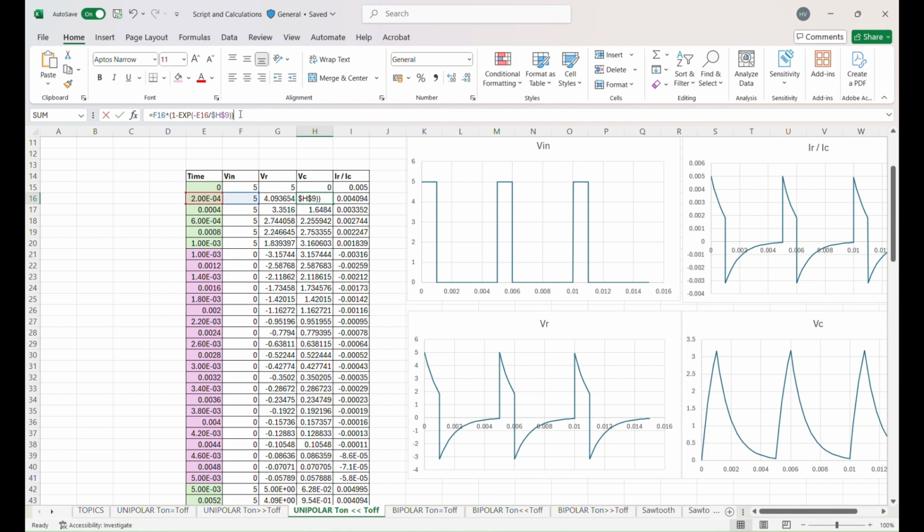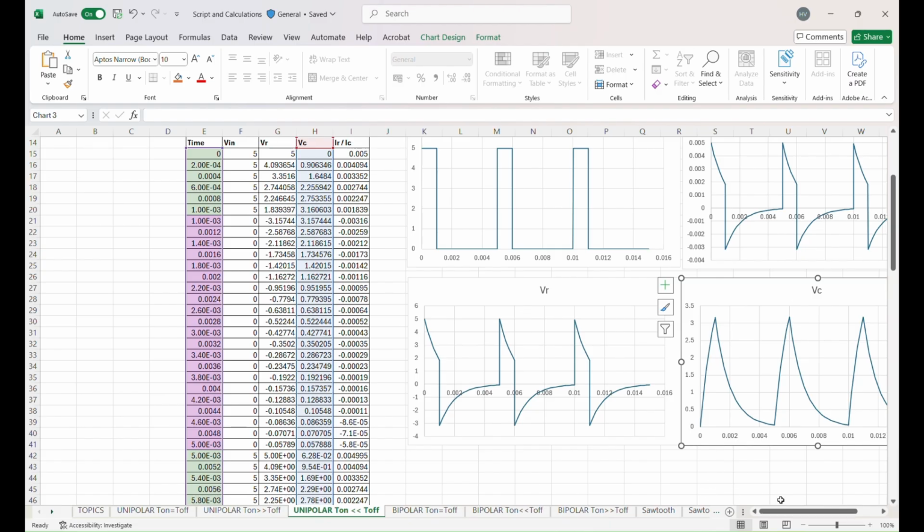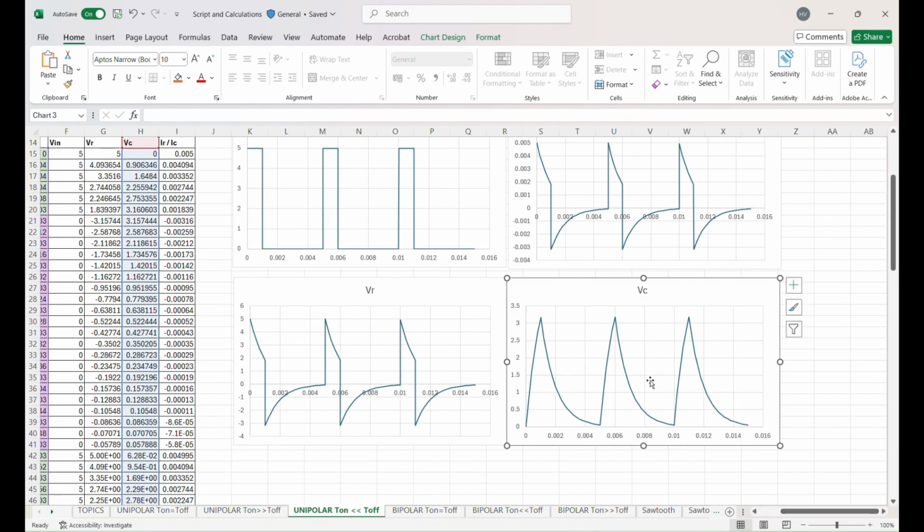The voltage across capacitor is calculated as follows. Between 0 to 1 milliseconds, it is equal to V in into 1 minus e to the power minus real time by RC, which is the time constant of the circuit. And on plotting this is how the voltage across capacitor looks like.